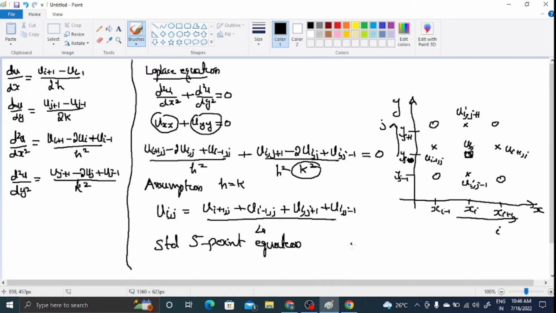So the diagonal 5-point formula is u(i,j) equal to u(i-1,j-1) plus u(i+1,j-1) plus u(i-1,j+1) plus u(i+1,j+1), divided by 4. So this is the diagonal 5-point formula. Please note here, the more precise one is the standard 5-point equation rather than the diagonal equation. The standard 5-point formula is the precise one. In last class we discussed all these questions.